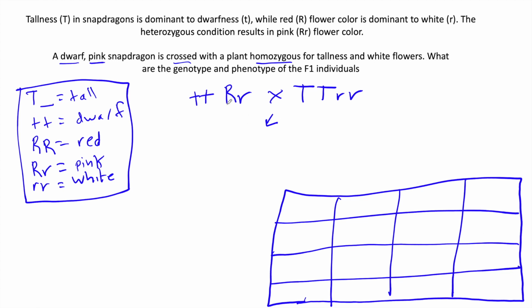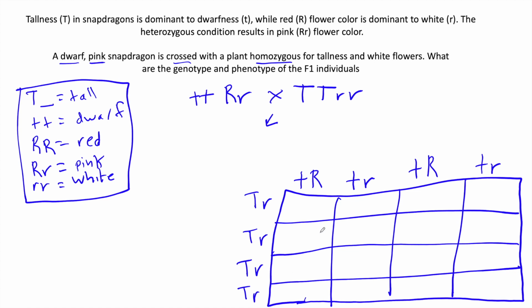Okay, we FOIL him first, little t, big R. Outer, little t, little r. Inner, little t, big R. Last, little t, little r. Then we FOIL the mom, big T, little r. Big, that's first, then outer, big T, little r. Then inner, big T, little r. Then last, big T, little r.